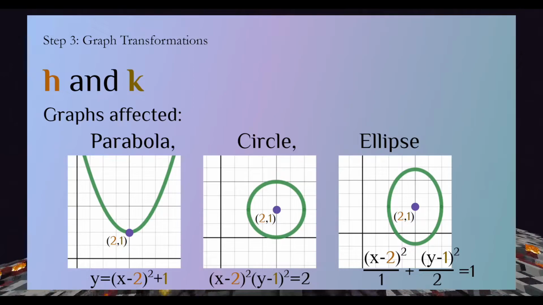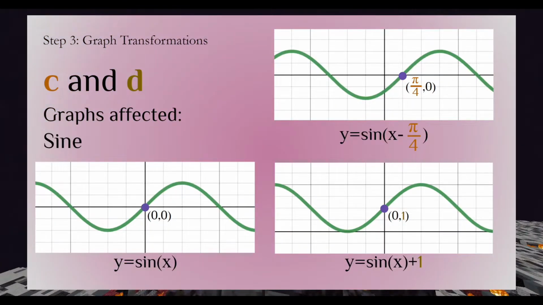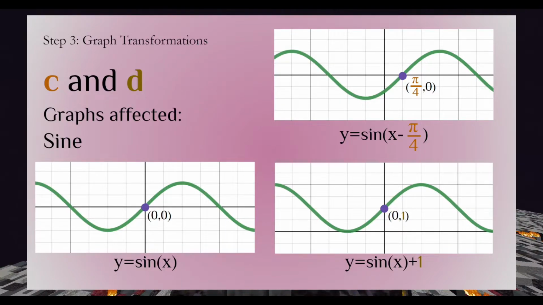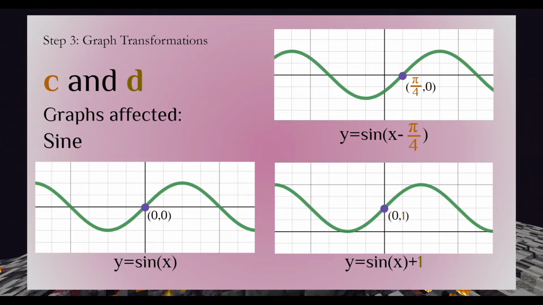C and D. I could have saved time and just swapped the generic C and D for H and K, but it wouldn't really make sense because the sine graph doesn't really have a vertex or center. So I stuck with the usual letters for shifting, C and D.